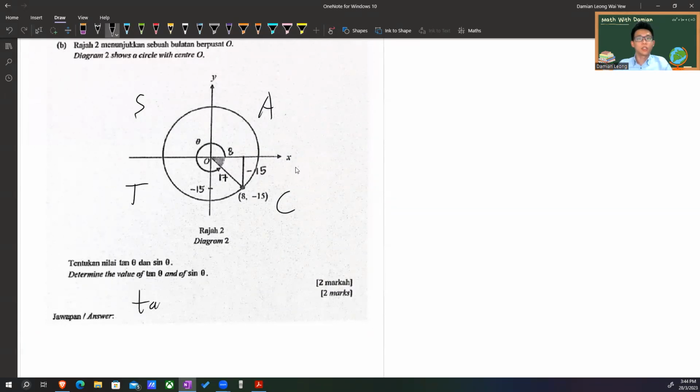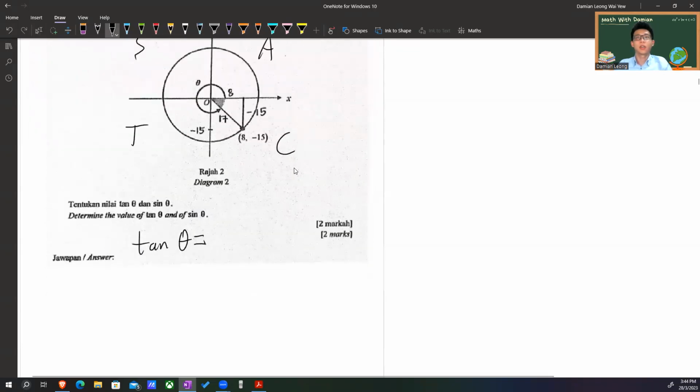So tangent, C is until C here, 4th quadrant. So tangent must be negative. Only cos is positive. Okay. So reference angle here, tangent is... okay, make sure you remember that.